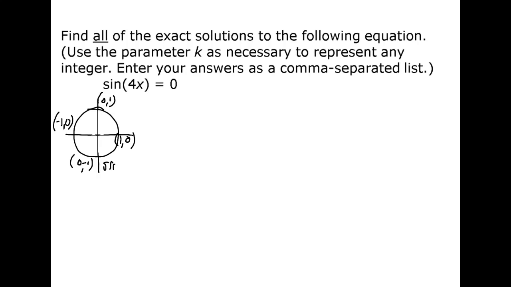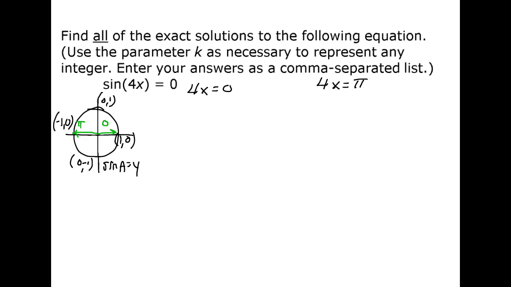So the sine of the angle refers to the y-coordinate. So the angles whose y-coordinate is 0 would be here at 0 degrees and here at 180 degrees. Those are the same as 0 and pi. So the 4x could be 0 or the 4x could be pi.